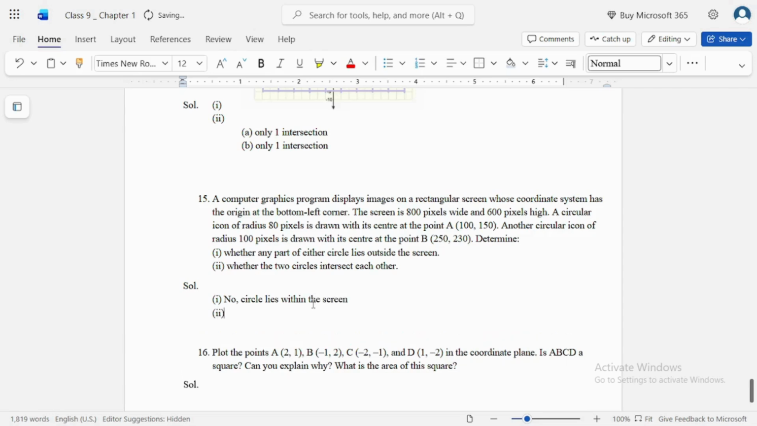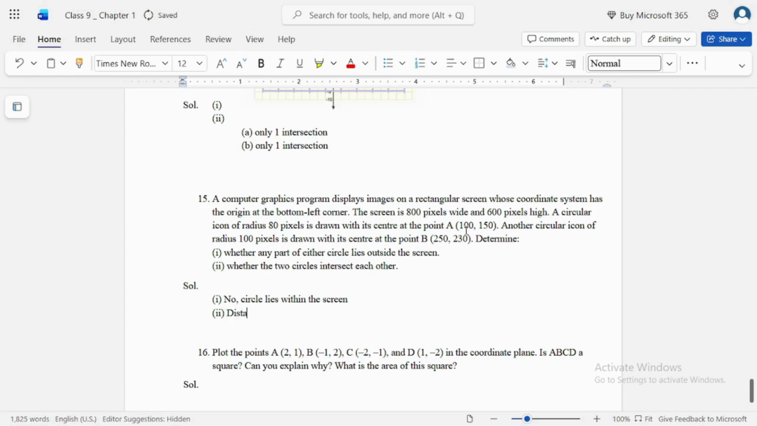Okay, now to answer part 2, whether the two circles intersect each other. To answer this, we will find the distance between points A and B, and if that distance is more than the sum of their radii, that means the circles will not intersect each other. So how do we find the distance between two points? We have done it previously, right? Root of (x2 minus x1) square plus (y2 minus y1) square.